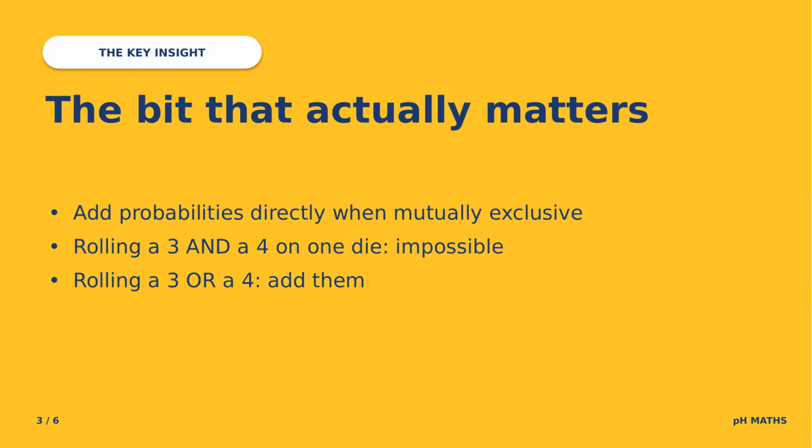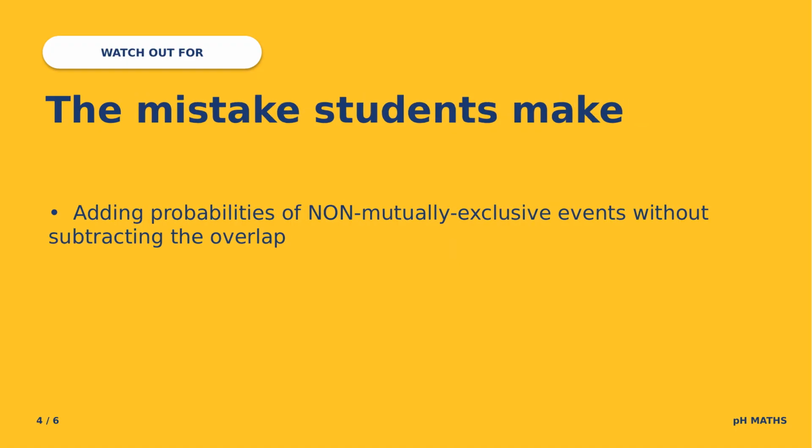Key insight. Add probabilities directly when events are mutually exclusive. Roll one die, probability of 3 or 4. That's 1 over 6 plus 1 over 6 equals 2 over 6 equals 1/3. Simple addition. The events can't overlap, so nothing's double counted.